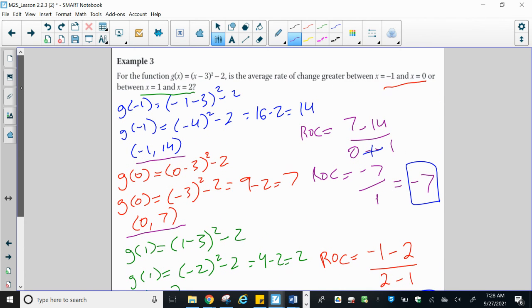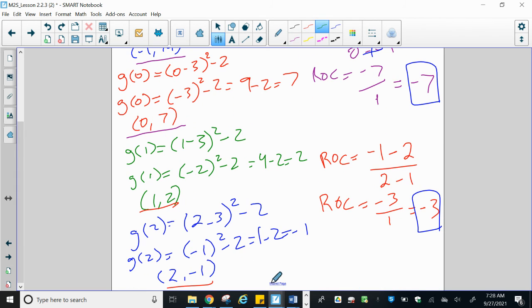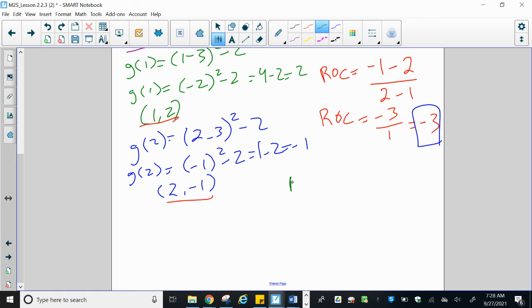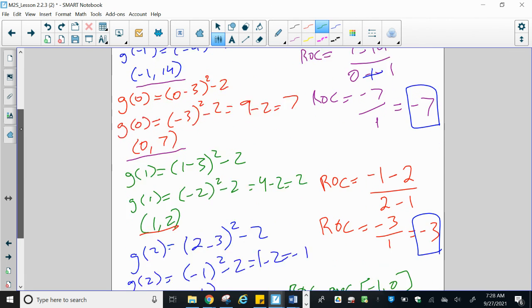So we would say that first interval from -1 to 0. So we could summarize this, say rate of change over -1 to 0 is greater than our second interval, which was 1 to 2.